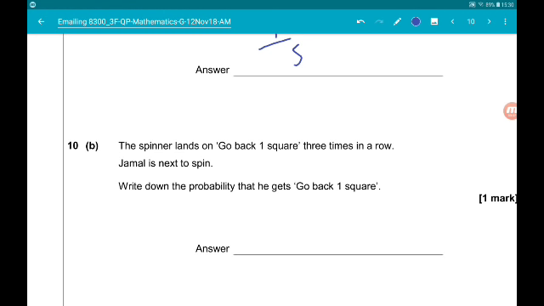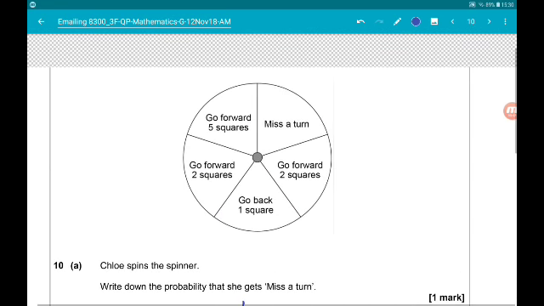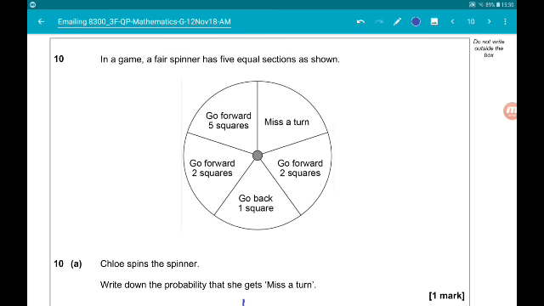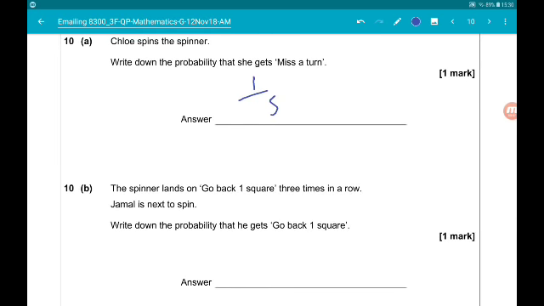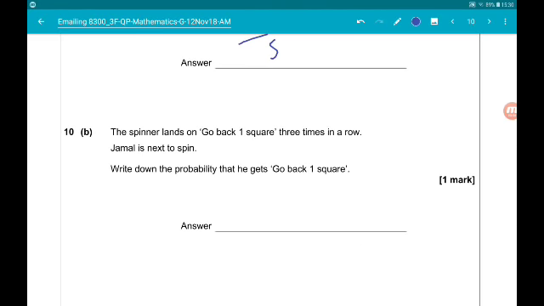Part B. The spinner lands on go back 1 square 3 times in a row. Jamal is next to spin. Write down the probability he gets go back 1 square. So again, only one section says go back 1 square. There are 5 sections, so again it's just 1/5. The spinner doesn't care what it's just landed on. Every spin has the same probabilities.